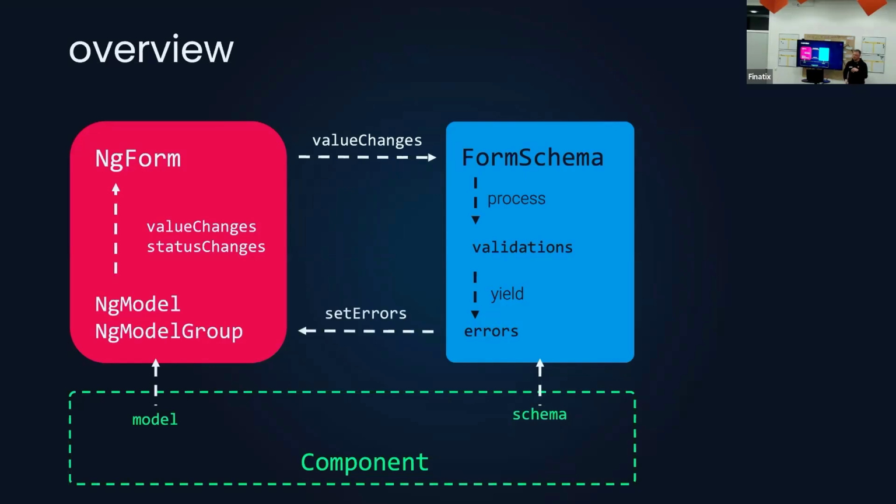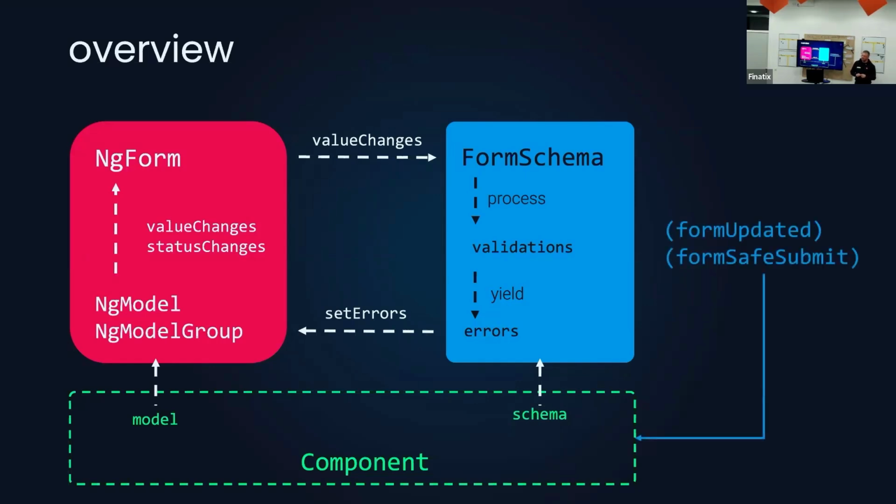And what the schema then does is communicating to the ng form, hey, you have errors to display, because the ng form does not do anything about errors anymore. So the form schema is communicating this back to the ng form. But this is just an implementation detail. So if you write forms with this approach, you will never see something like that. It's all done behind the scenes for you.